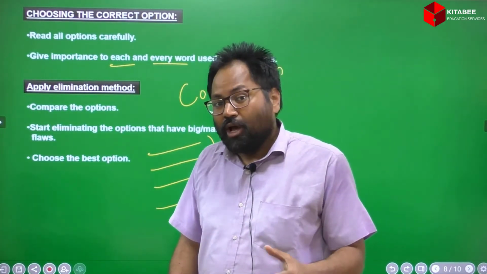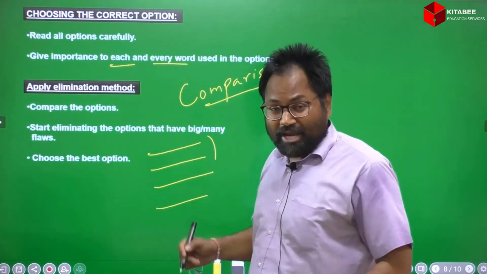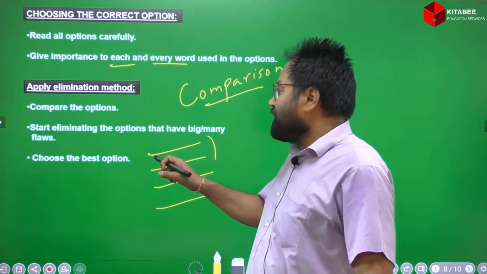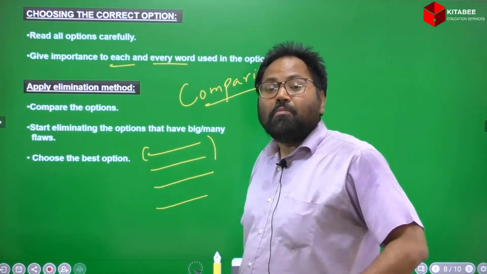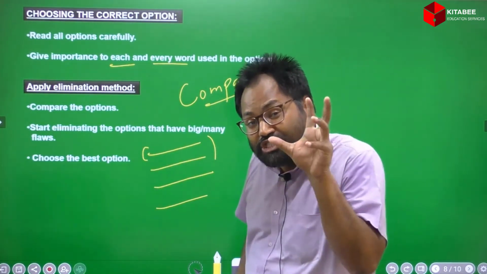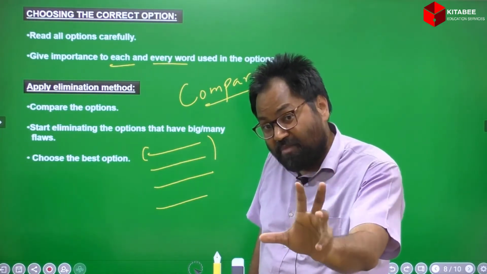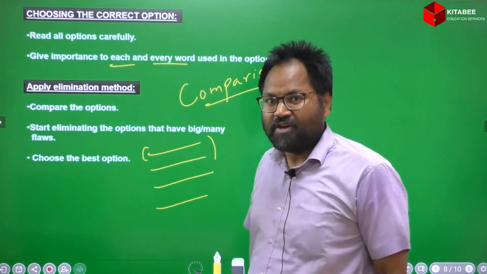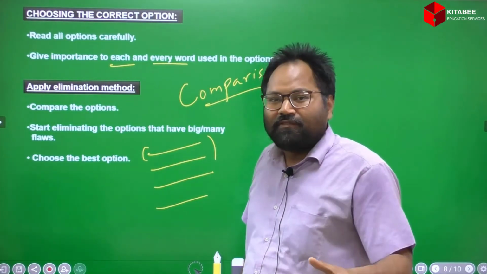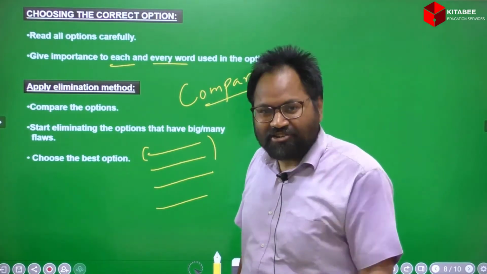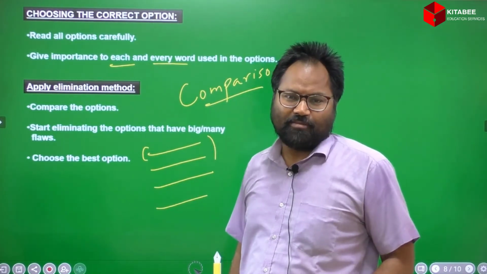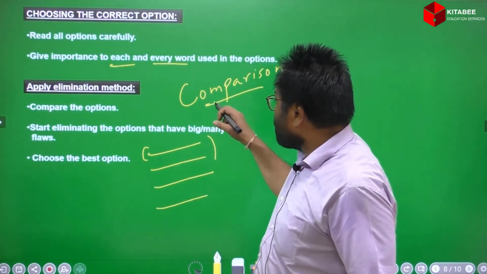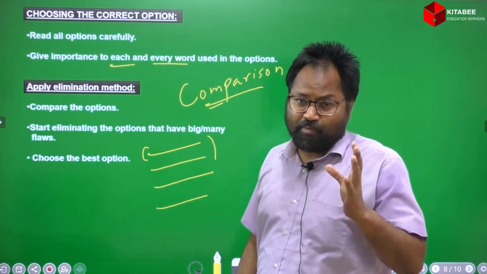But I'm saying, this is comparison. Sometimes even the correct option, the best option, might not have some of the ideas or some of the major ideas present in the paragraph. But what does it have? It has the central theme. It necessarily has the central theme. So, comparison and elimination is very important.